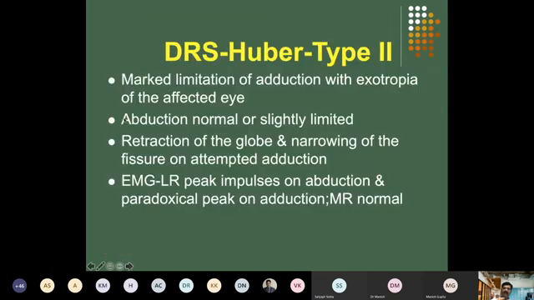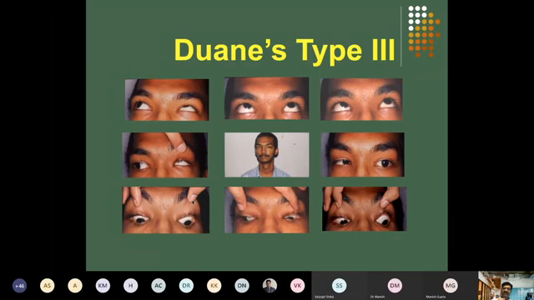Type 2, as I told, the abduction, the lateral movement is normal, but the medial is limited. But 95%, I would say 99% of Duane's are type 1. You very rarely get type 2 and type 3. Type 3 is where both the medial and lateral movement is limited. So in the left eye, you can see here, lateral movement is limited, and medial is also limited, and there is upshoot when he is attempting adduction. So that is type 3.